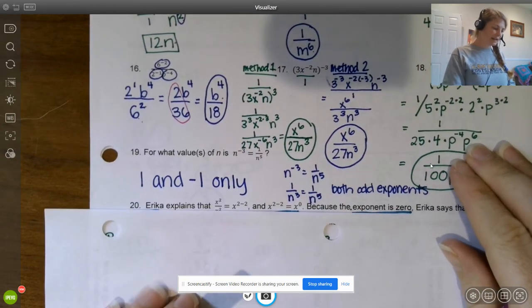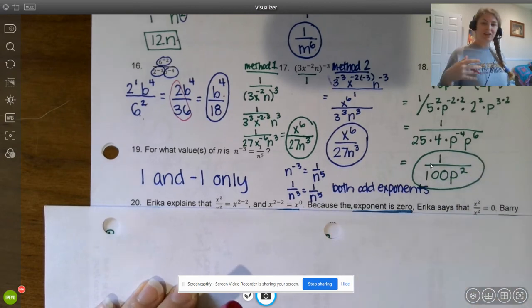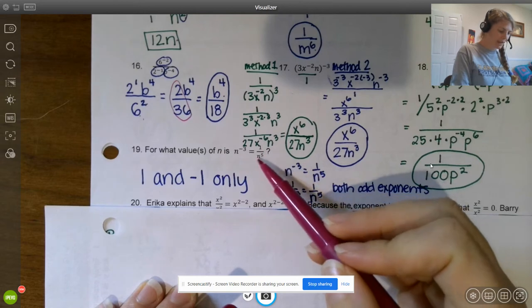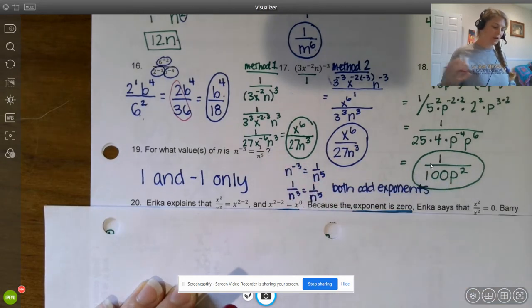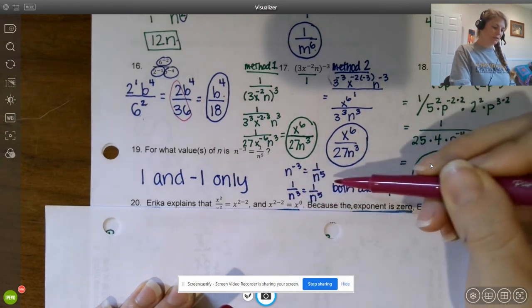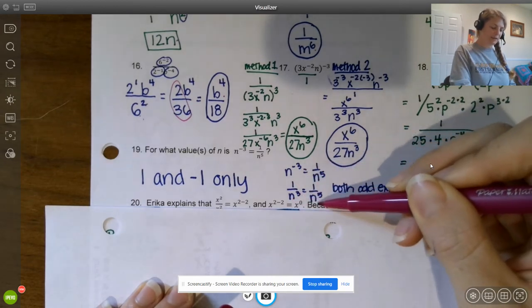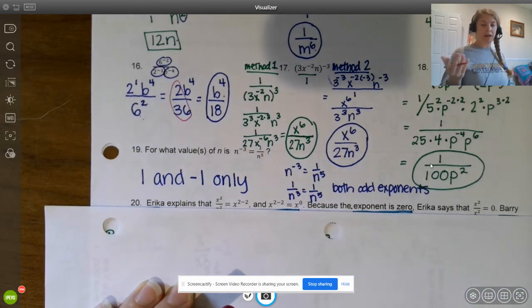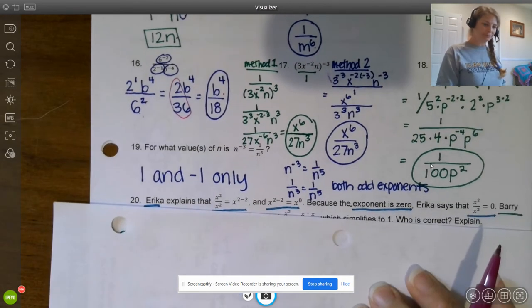If we take a look at 19, just a little bit of a brain puzzle thinking about this. If you have n to the negative 3 and it's equal to 1 over n to the fifth, when is this true? Well, n to the negative 3 is 1 over n to the third and 1 over n to the fifth here. So if we look at this, plugging in numbers, if n was 1 or negative 1, they are going to be equal to each other. So that's just a fun little puzzle to think about.